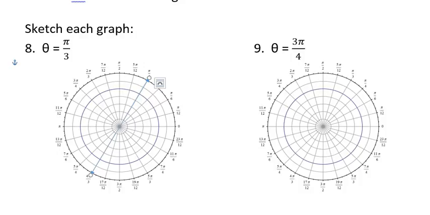And let's make that something that we can all see. So it's that entire line. So for example 9, you do the same thing, you're just at 3 pi over 4. So 3 pi over 4 is right here. I do the line through 3 pi over 4, continuing through the other side, which would be at 7 pi over 4 and going on. And so that is how I graph those simple equations.